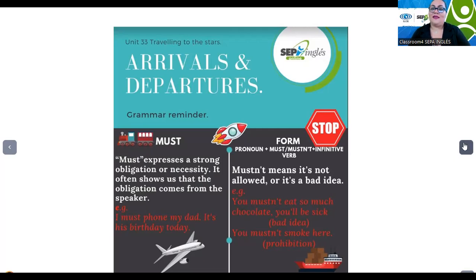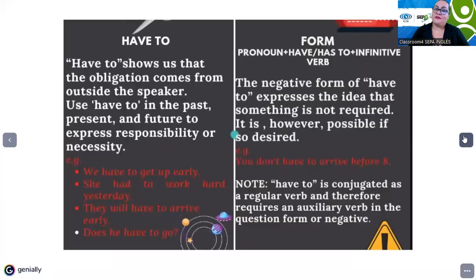Okay? Have to. Have to shows us that the obligation comes from outside the speaker. Use have to in the past, present, and future to express responsibility or necessity. We have to get up early. She had to work hard yesterday. They will have to arrive early. Does he have to go? And the form, pronoun have or has to.